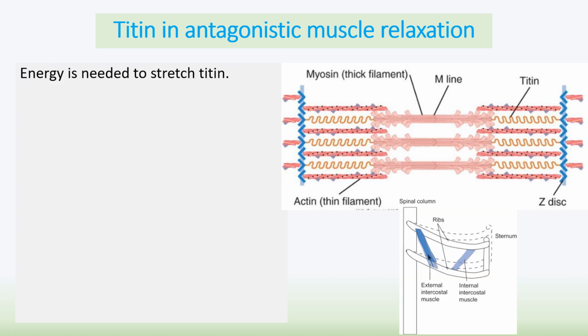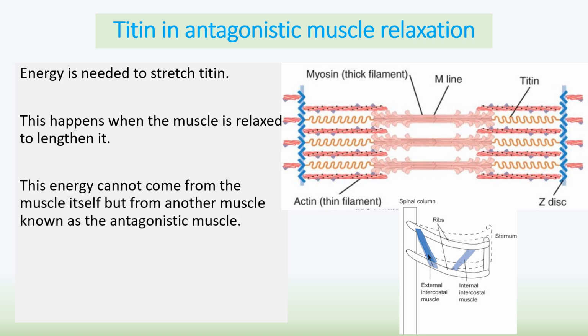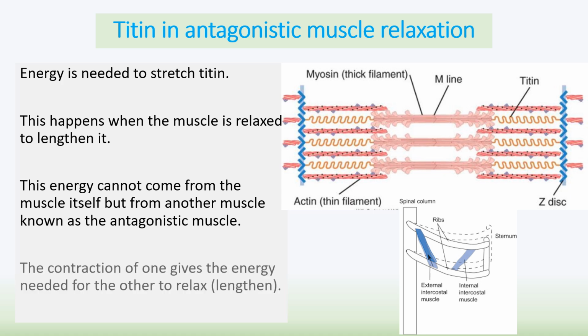Energy is needed to stretch that titin, and that happens when the muscle is relaxed to lengthen it. The energy cannot come from the muscle itself, but from the other muscle. So the antagonistic muscle contracts, which then pulls this muscle and stretches it out. And the contraction of one gives the energy needed for the relaxing of the other.